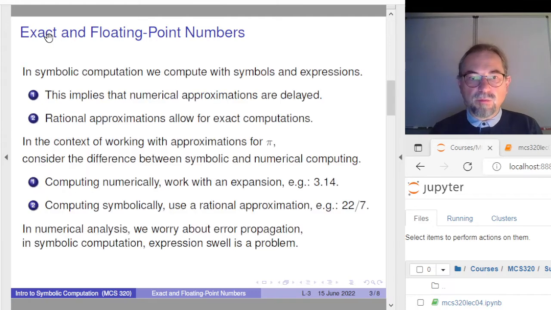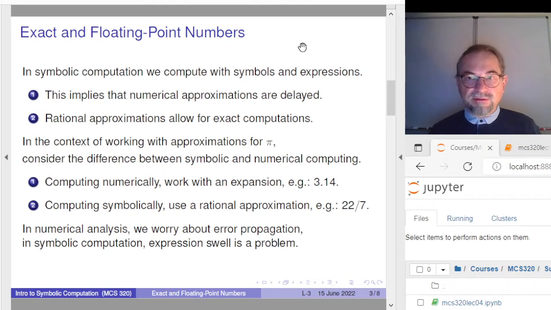But first, what are we looking at? We are doing symbolic computation, and that means that we compute with symbols and expressions. It also implies that we try to compute with exact arithmetic for as long as possible, and delay the use of numerical approximations. One way to keep working exactly is to use rational arithmetic, and this allows for exact computations. If one works with approximations, one can do this numerically using floating point number systems, or one can do this also symbolically. Here you see two different approximations for pi.